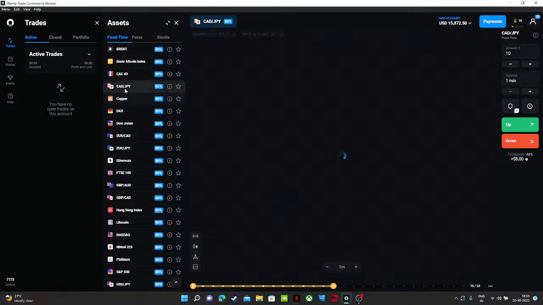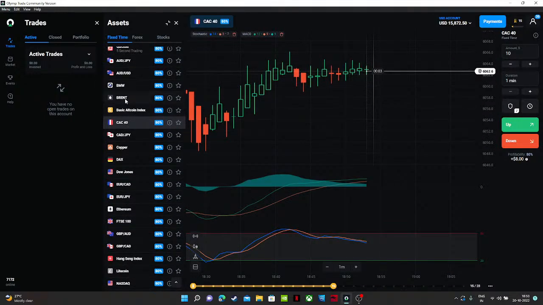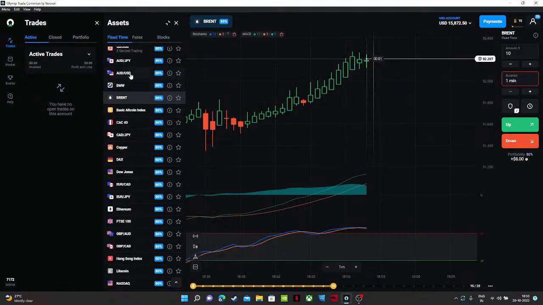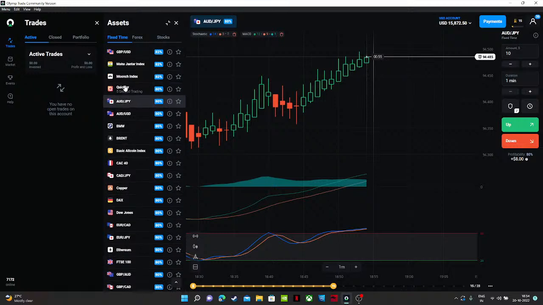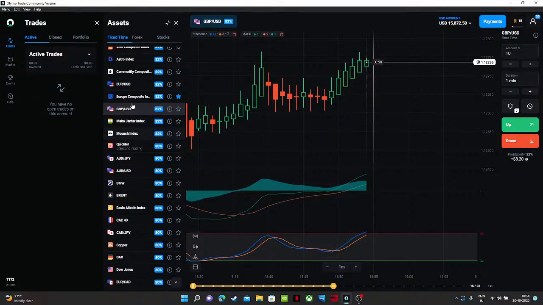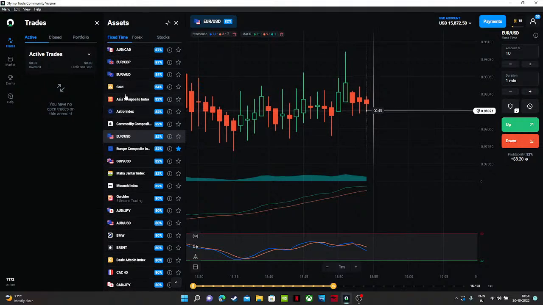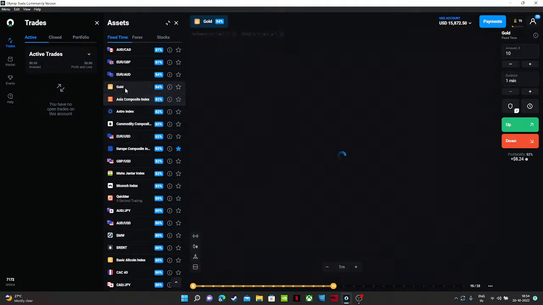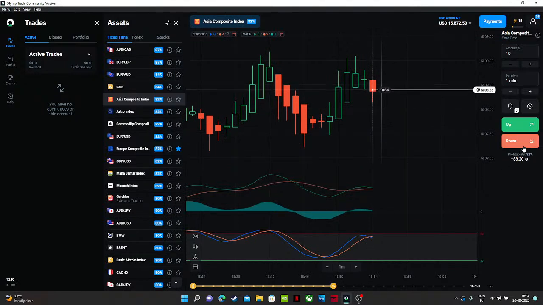Guys, we are looking for another entry maybe. Let us see where the Heiken candle has changed its color recently. Okay, Asia Composite Index, the candle has changed its color into a red candle, and the stochastic is also giving an indication. So I think we can enter into a downside trade here.